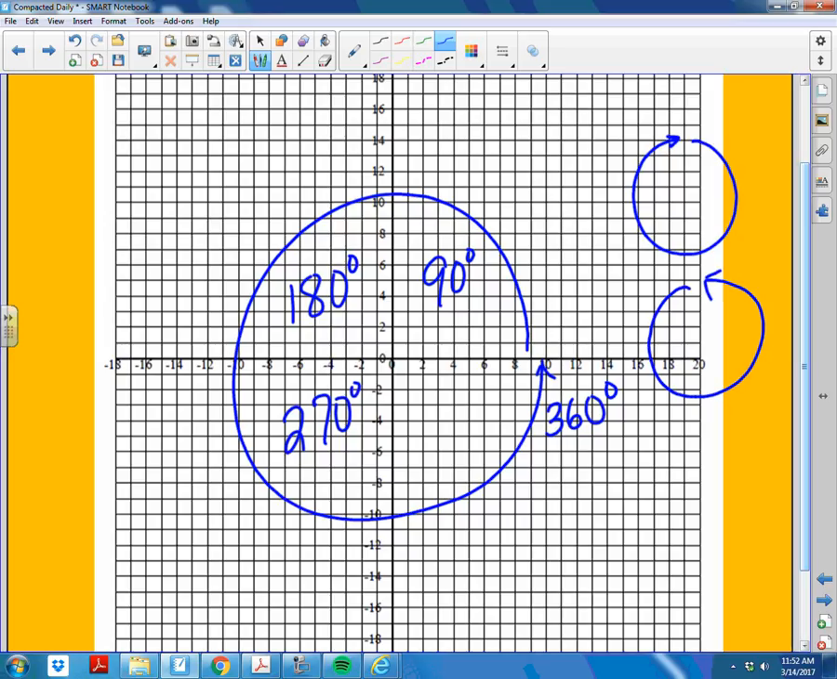There's a very, very important differentiation, because a 90-degree rotation counterclockwise is not the same as a 90-degree rotation clockwise. Now, interestingly, a 90-degree counterclockwise is the same as what clockwise? 270.